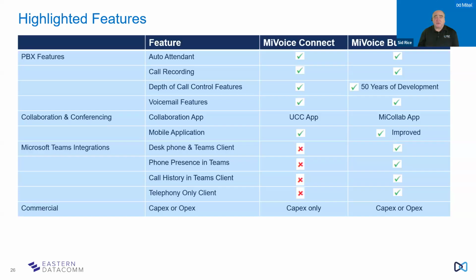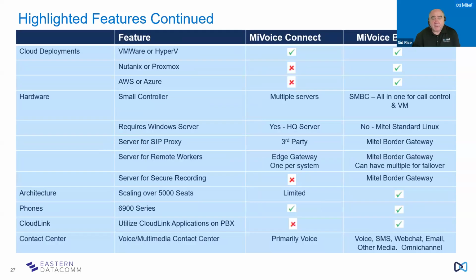Also integrations, I mentioned earlier, Teams integration. So again, I can integrate in different ways. I can have a very simple integration with Teams where I still have the MyCollab, but I take all the UC pieces out of it and just make it call control, and I don't have to have complexity. Or I can do a full direct routing, if you're familiar with that, and have calls actually going from MiVoice Business to Teams. We also can integrate with Zoom, as I mentioned, in their desktop workspace. Capital expense or operational expense: unlike Connect, I have that option, that flexibility.